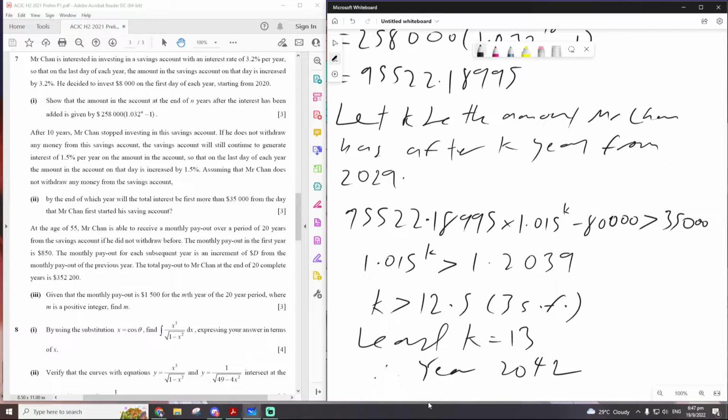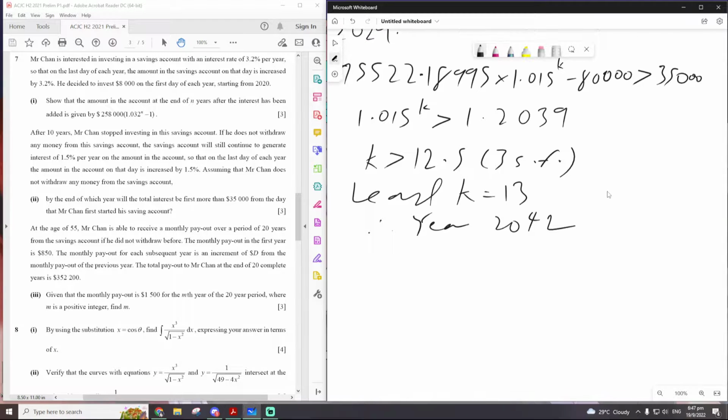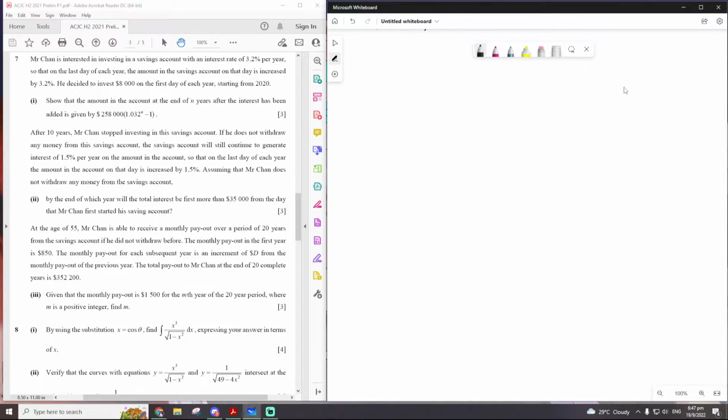Finally, Mr. Chan starts receiving a monthly payout from 20 years from the savings account if he did not withdraw. The monthly payout is $850 for the first year, then D dollars more than the monthly payout the previous year. So this is sort of an AP. The total payout to Mr. Chan at the end of 20 complete years is 352,000.